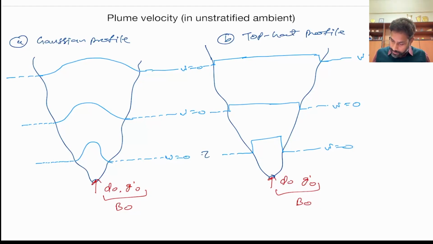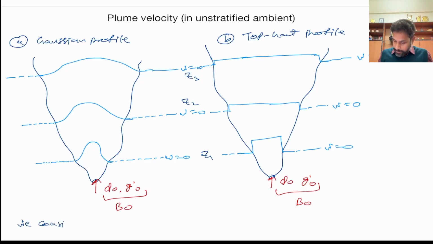Here we can assume that this elevation is z1, here it is z2, here it is z3. As we go up, the velocity is decreasing, but within a given elevation, the velocity inside the plume is constant for a top hat profile, whereas for a Gaussian profile, the velocity within the plume, even at that z, is changing. So in the current case, we will assume a Gaussian profile and try to find a solution for it.